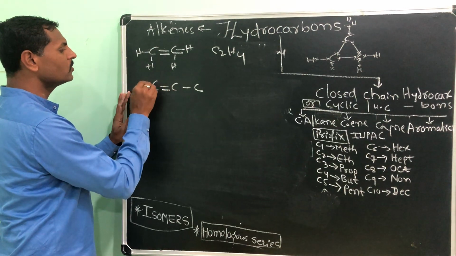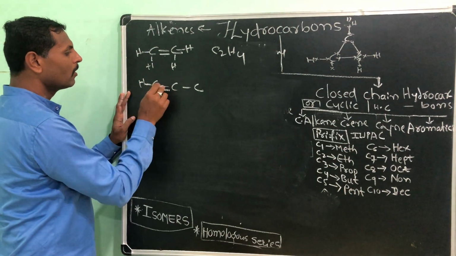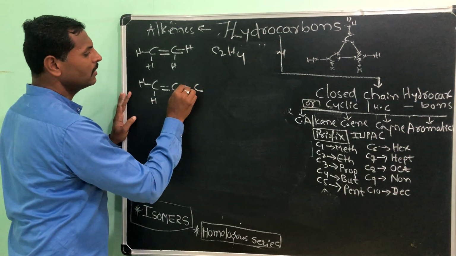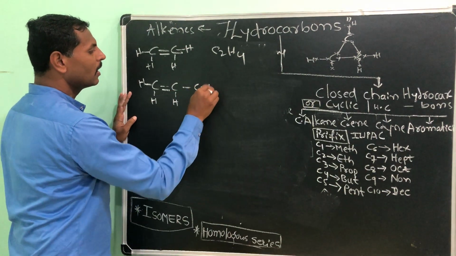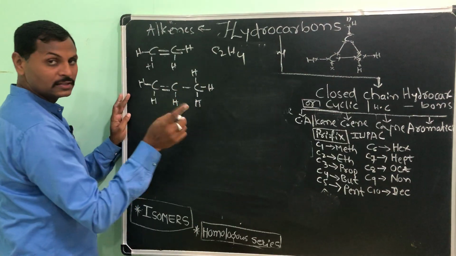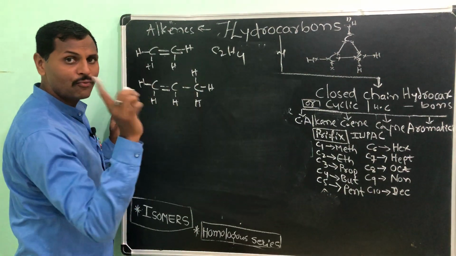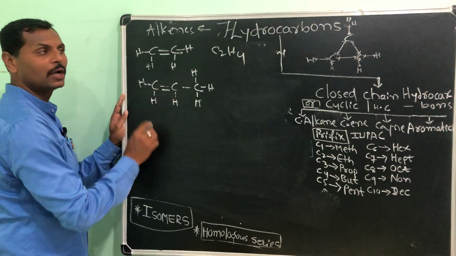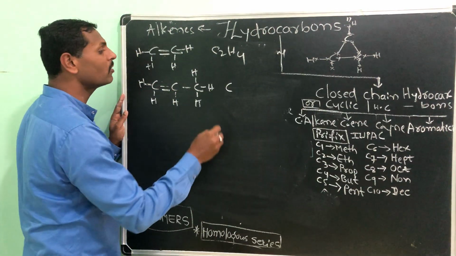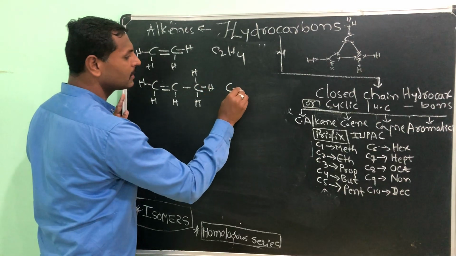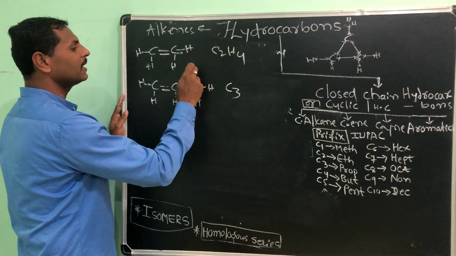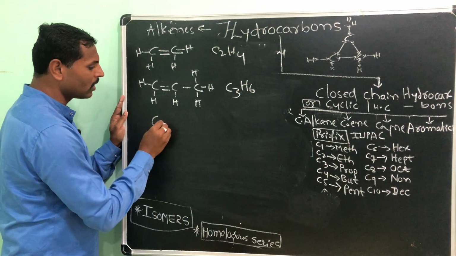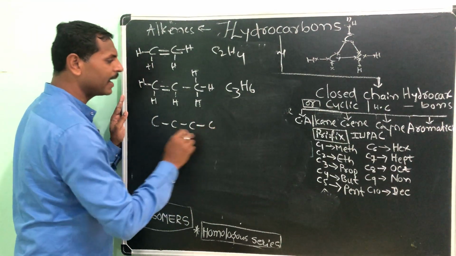Yes, very good. 1 2 3 4. Just check it. Each carbon should have 4 bonds. Okay, its molecular formula: 3 carbons are there. How many hydrogens are there? 3 plus 3, 6. Like that you can take 4 carbons anywhere in the entire chain.